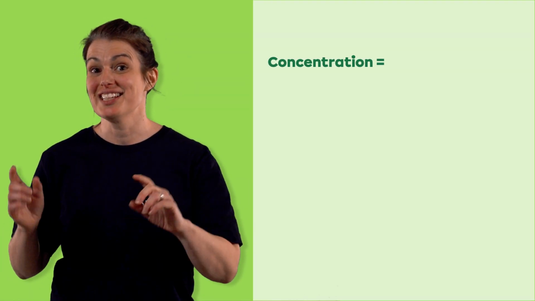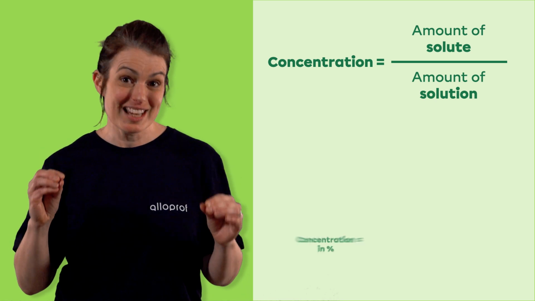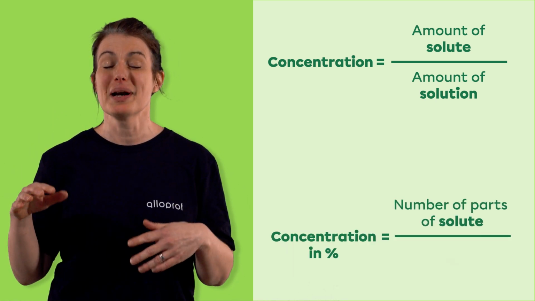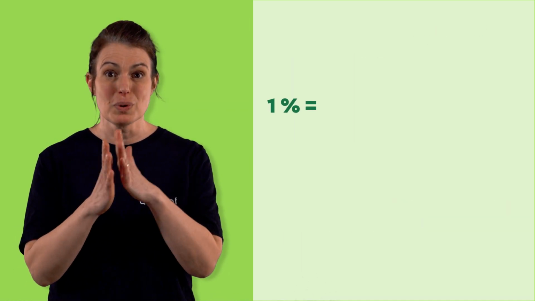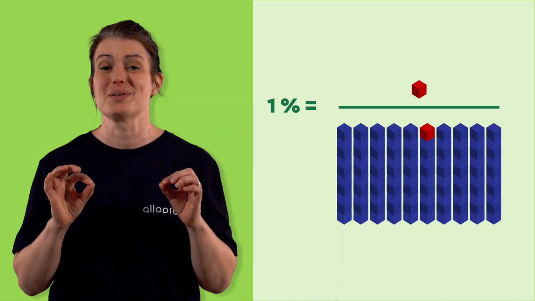The concentration of a solution is the ratio between the amount of solute and the amount of solution. Percent concentration refers to the ratio of the number of parts of solute per every 100 parts of solution. A concentration of 1% means there is 1 particle of solute for every 100 particles of solution.